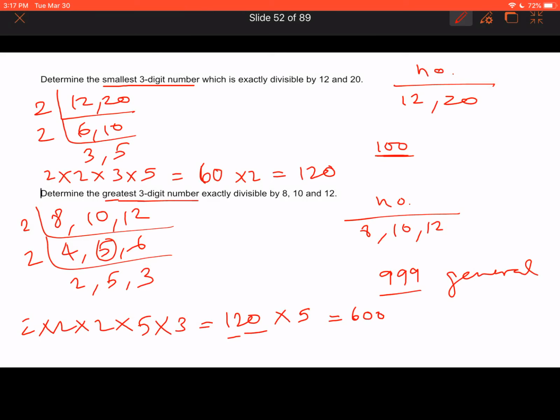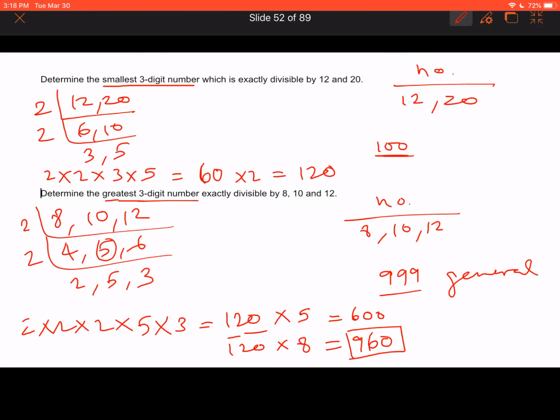We are almost in the middle, so we'll try with 8 times. We find it is going to be 960. So 960 is the closest to 999. If we do 9 multiples, then it will be a 4-digit number. Since we want only the greatest three-digit number, we stop with this, and 960 is going to be the answer for this question.